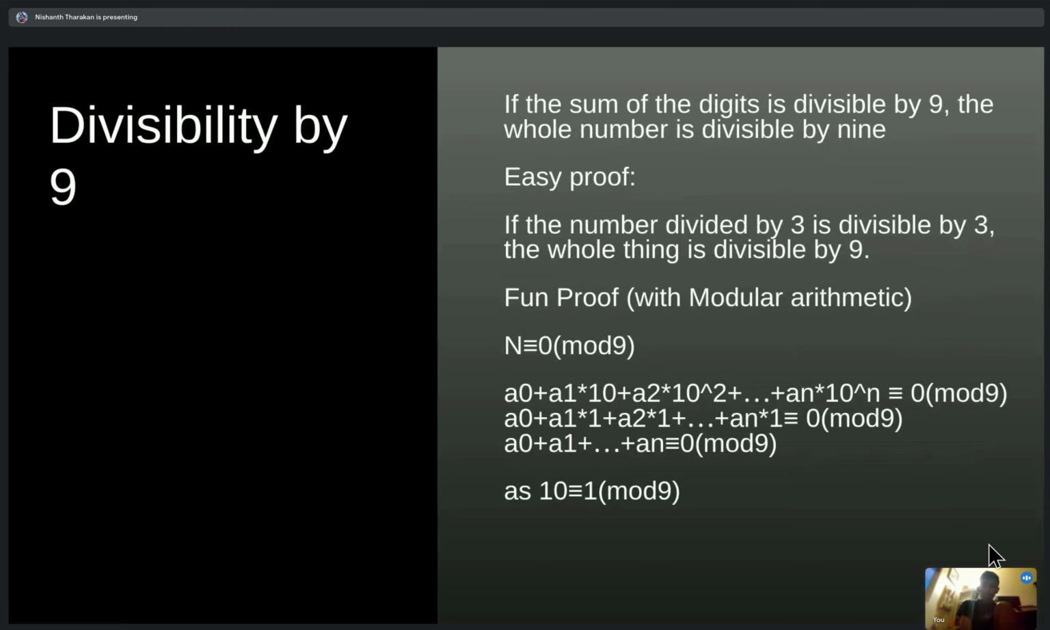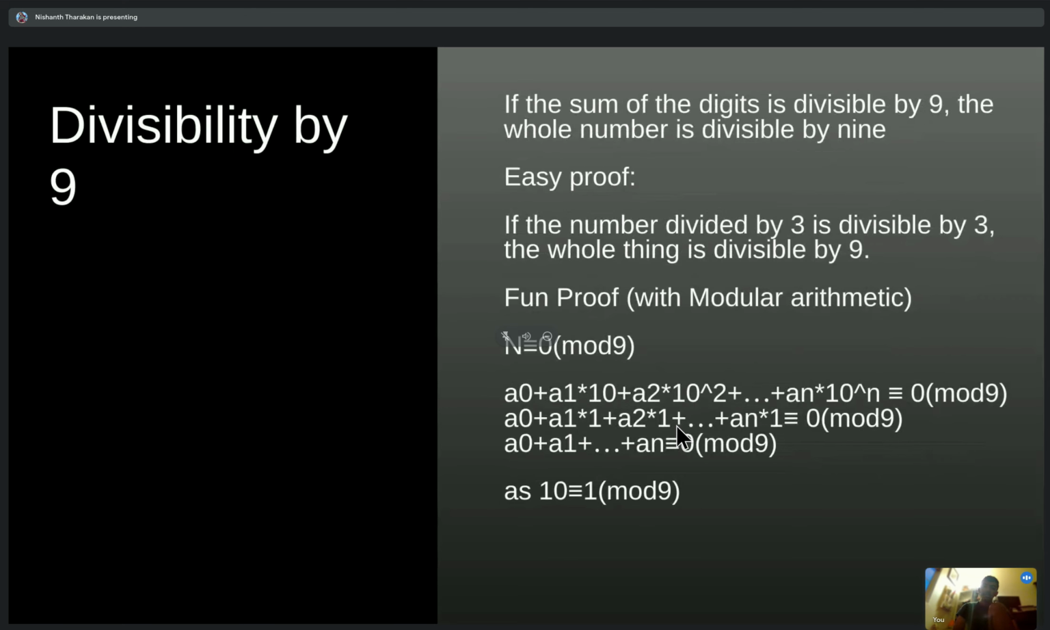So what this is showing is we have a number n, which is divisible by 9. That's what the 0 means. The modulo means that when you divide by 9, its remainder is 0. We just expand that out: A0 plus A1 times 10 plus A2 times 10 squared, and so on. So this whole thing equals 0.